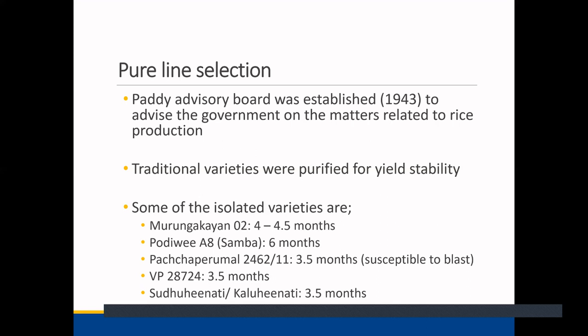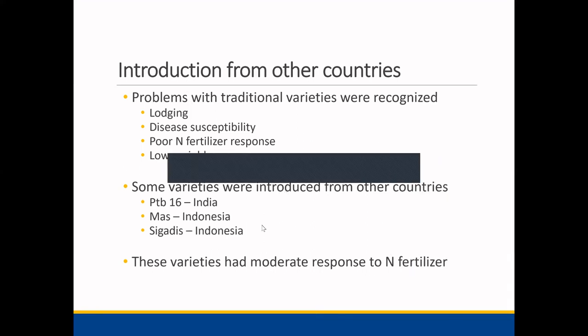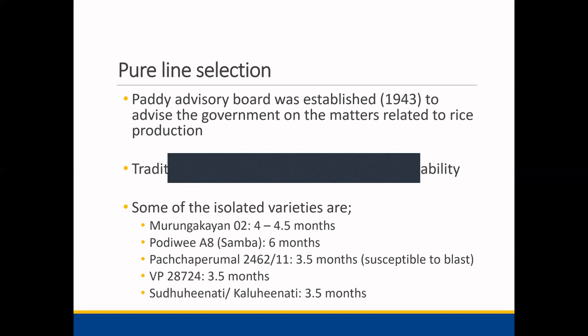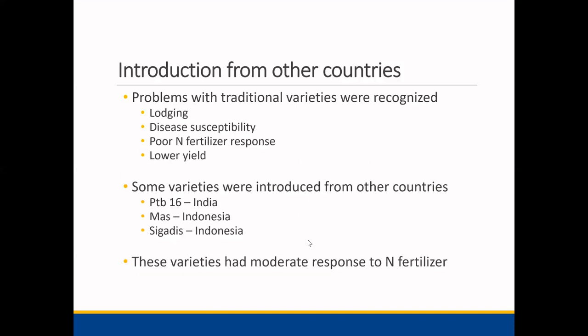So let's move to the third, right? Kind of milestone, right? So that's introduction from the other countries, right? So I said that we had still problem with this pure lines, right? Some of them are susceptible to diseases, and we had still the long duration varieties. Most of them are 4 months or above that, right? And so we were unable to grow 2 seasons, right? So then they thought, let's bring some varieties from other countries.